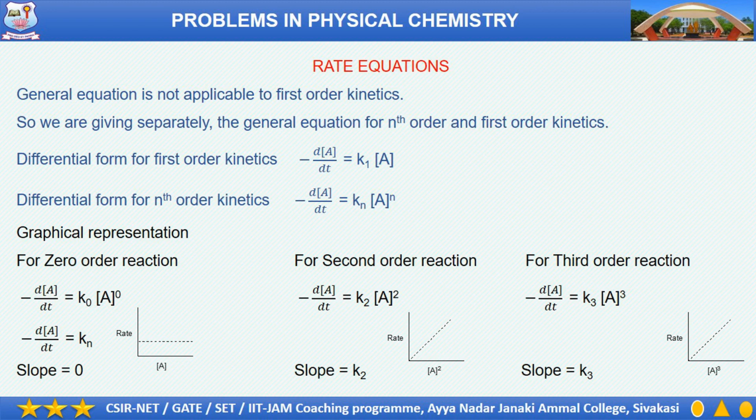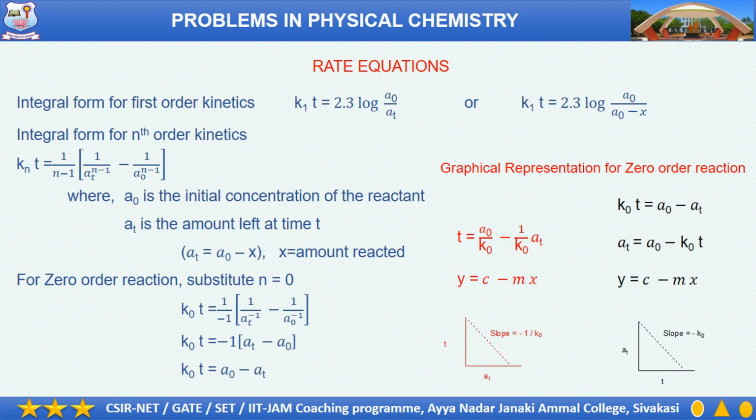Similarly, you can apply the graphical representation for the integrated form, exponential form, and so on. Now we will give another thing in the integral form. This is very essential to work out the problems. Integral form: the equation is Kn into t is equal to 1 by n minus 1, into 1 by At power n minus 1, minus 1 by A naught power n minus 1.